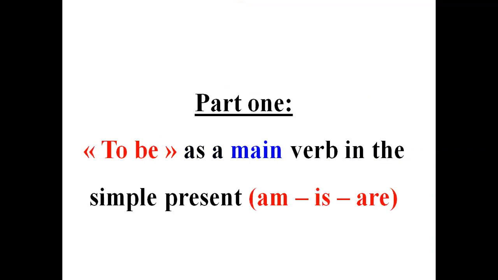Part 1. The verb to be as main verb in the simple present. Here we have three forms: am, is, and are. Let's take the first situation, which is A, the affirmative form or the affirmative sentence. The verb to be in the affirmative form in the simple present.